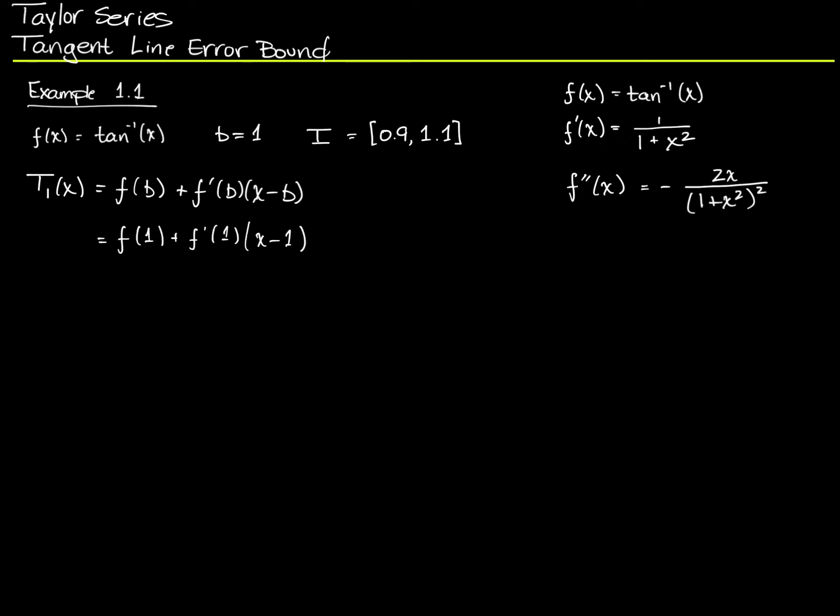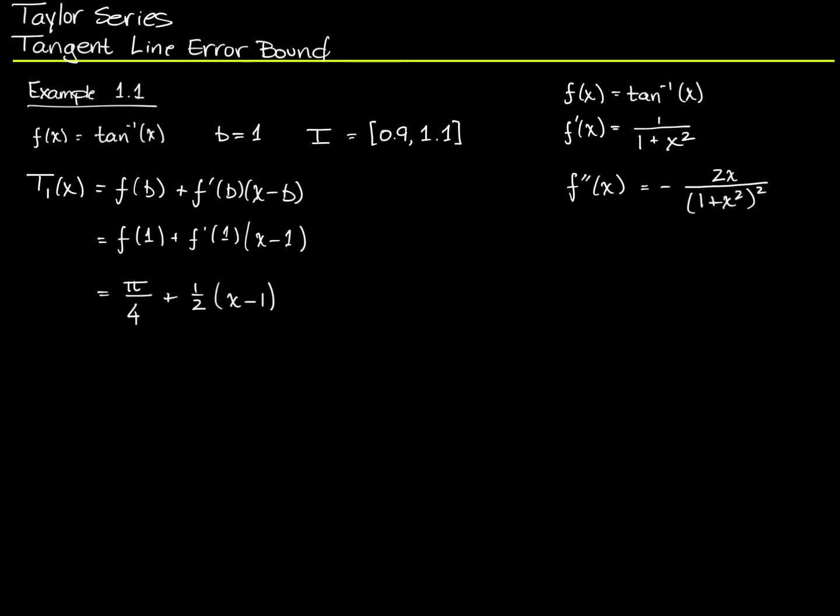And I can find out what f is and what f prime is at 1. Let's go ahead and do f of 1 first. The tangent inverse of 1 is the angle whose tangent is 1, and that's pi over 4. And if I evaluate f prime at 1, I put a 1 in here, I get 1 over 2, so I get a half. So I have 1 half times x minus 1. That is my tangent line approximation.